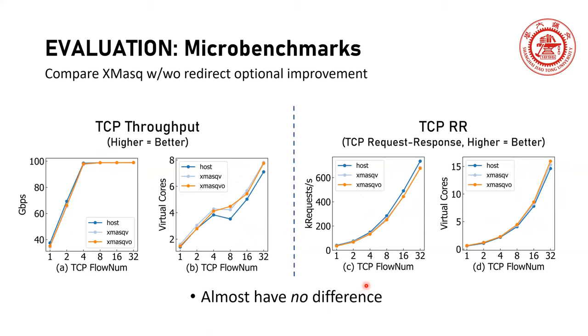And we also evaluate whether the new redirect helper function brings performance improvement. But unfortunately, the throughput, RR, and the CPU utilization remain almost the same with or without the new redirect helper function.